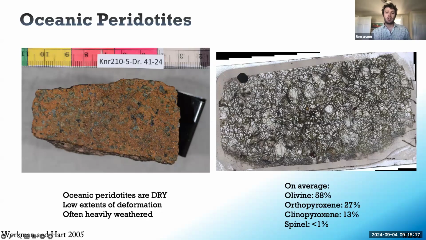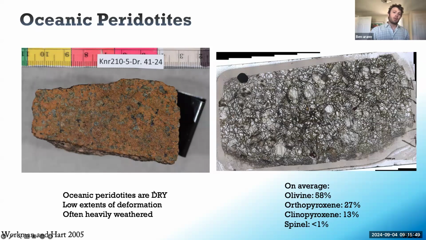And on the right is the same sample in thin section, where you can see the primary mantle minerals: olivine, orthopyroxene, clinopyroxene, and spinel as well. But what's important to note here is that typical mantle peridotites, and this is a protogranular peridotite, are typically dry rocks. They have a few hundred parts per million water, but they have no hydrous phases in them. And on here, I've just given the mineral modal abundances of what you typically see in an average peridotite sample.